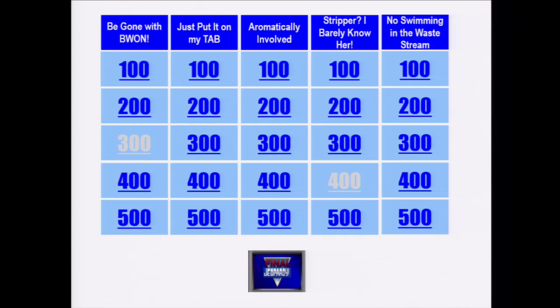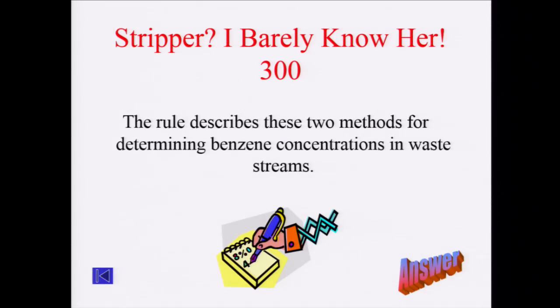For 300? The rule describes these two methods for determining benzene concentrations in waste streams. I need both of them. Our sampling and process knowledge? Yes, sampling and knowledge of the waste.